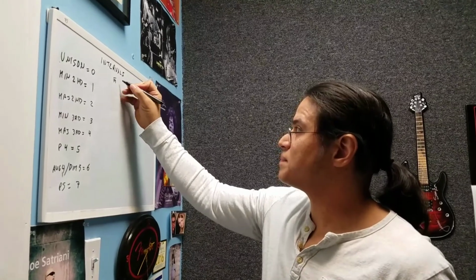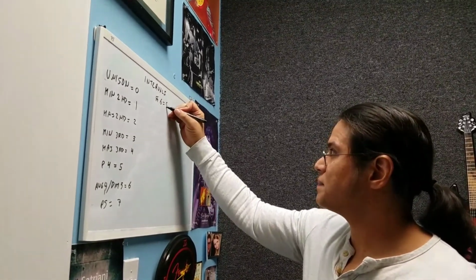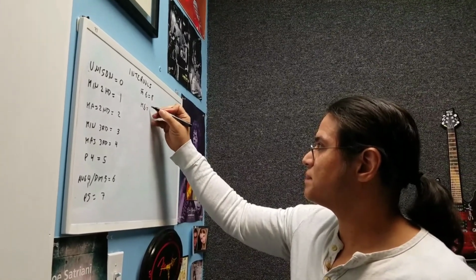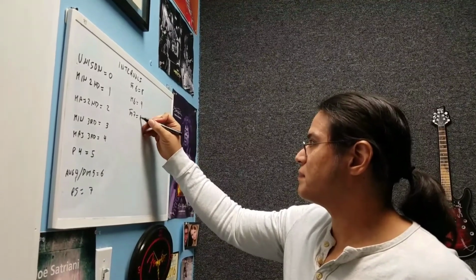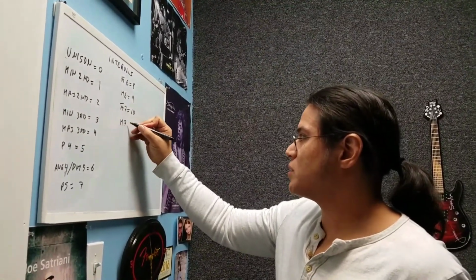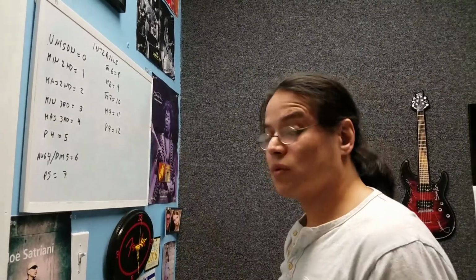Minor sixth, 8. Major sixth, 9. Minor 7, 10. Major 7, 11. Perfect octave, 12. And then you have all the simple intervals. Now, there are more. Later we can talk about what happens when you cross that octave line and the context in which they work in harmony when you're trying to build chords and things like that. But this is a good overview.